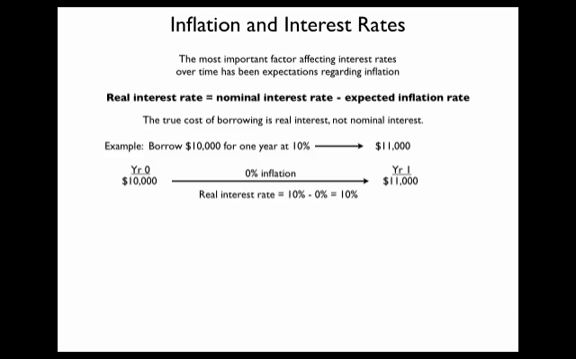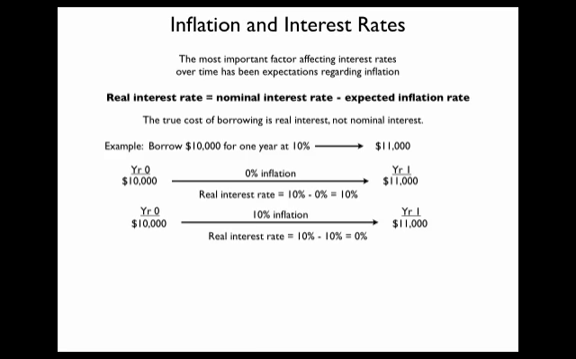The real interest rate in this case is a function of expected inflation, so let's look at that. If you're in a zero inflation environment, the real interest rate is going to be the nominal interest rate, or 10%, minus 0, because in this case we have 0% inflation. So the real interest rate equals 10%. If, on the other hand, we're in an environment where we expect 10% inflation, and that's in fact what happens, the real interest rate, so again nominal minus expected, is 0.